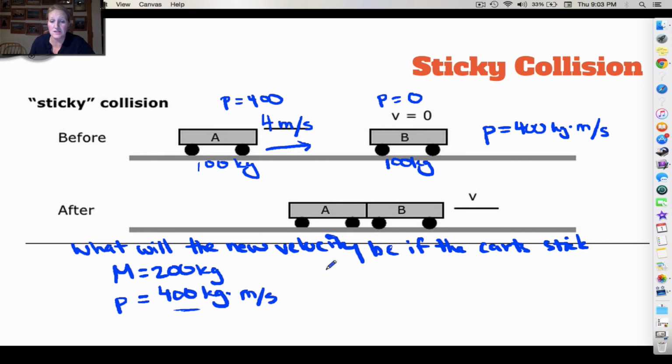So now we just come to a nice, straightforward algebra equation where we know this one and we have to solve for V. So if P is equal to 400 kilogram meters per second, that is equal to the new mass of 200 kilograms times the velocity, when we divide both sides, and here I'll change colors.